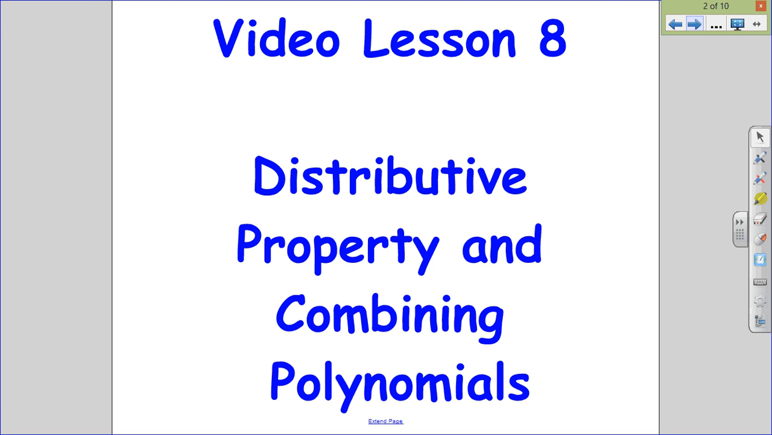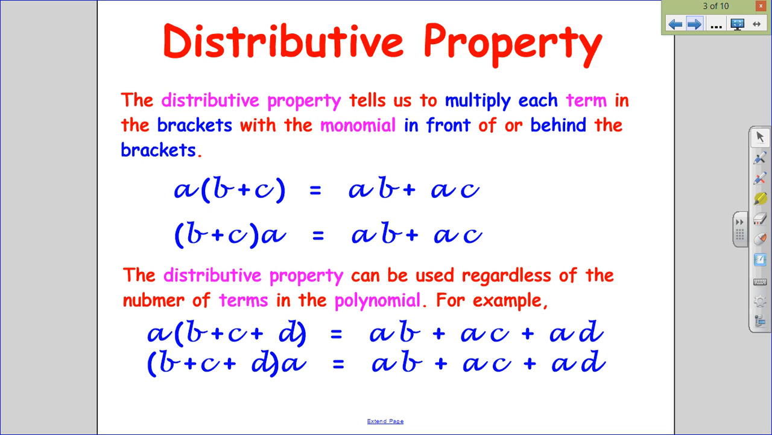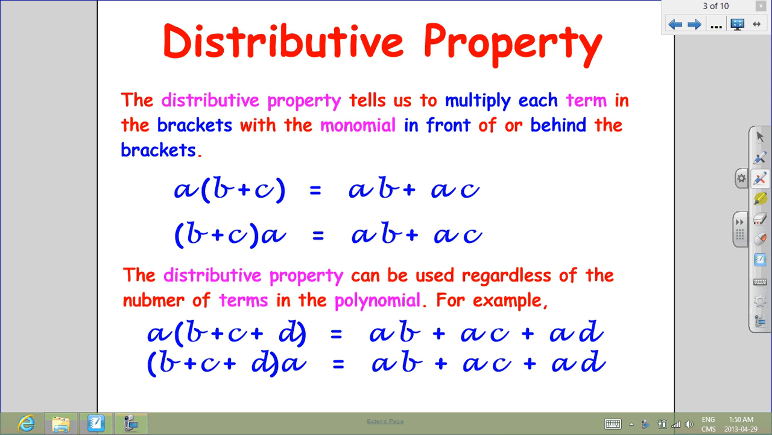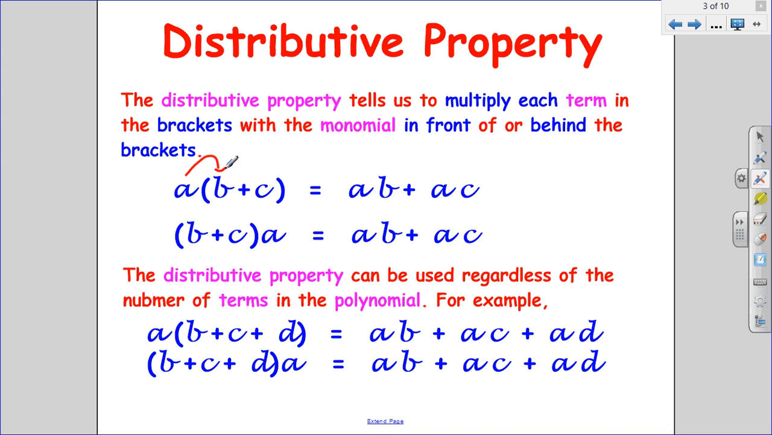2D measurement with algebra, and using the distributive property to combine polynomials. Remember, the distributive property tells us to multiply each term in the brackets with the monomial in front or behind the brackets. So what that means is A gets multiplied with B, and A also gets multiplied with C to give you AB plus AC.